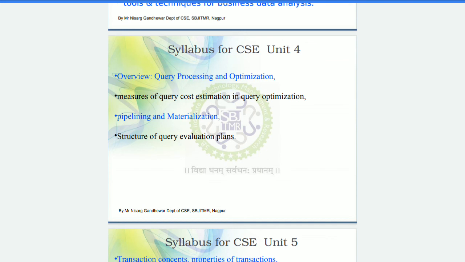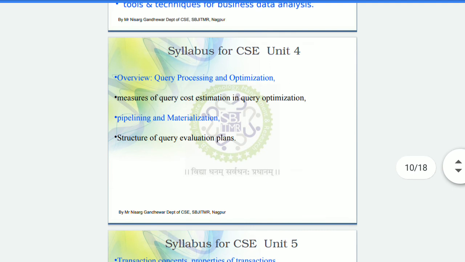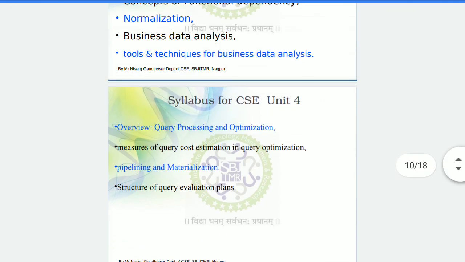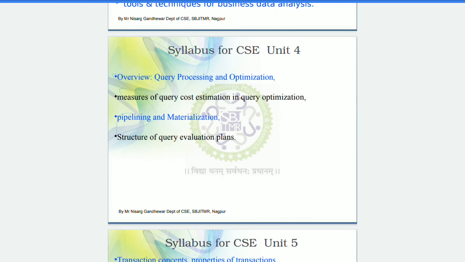Suppose you want to come to college from your home. More than one route is available. Suppose route 1 takes 10 minutes and route 2 takes 15 minutes. Which route are you going to select? Obviously I am going to select route 1, because it takes only 10 minutes, but route 2 will take 15 minutes. So this is what optimization is. In order to execute a single query, multiple ways are there. Your database will select the efficient way which takes less time.